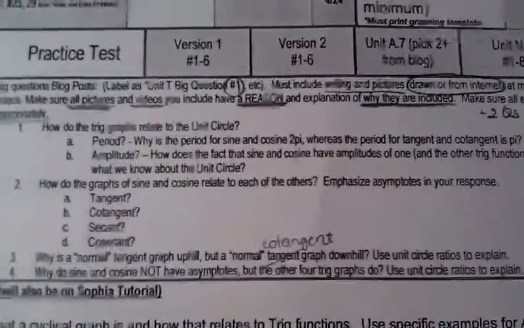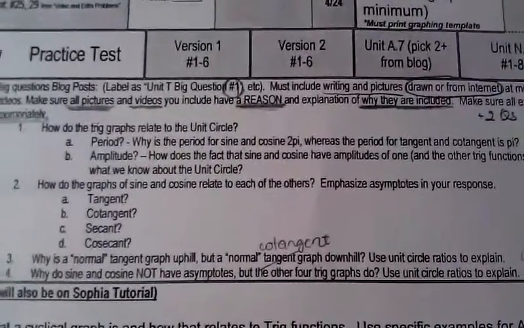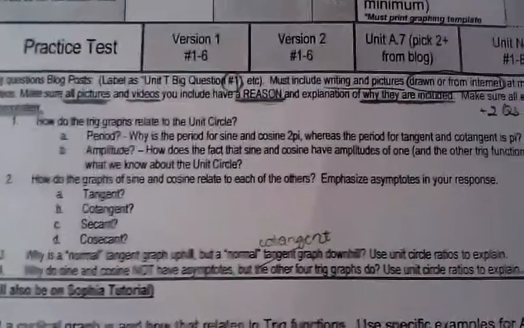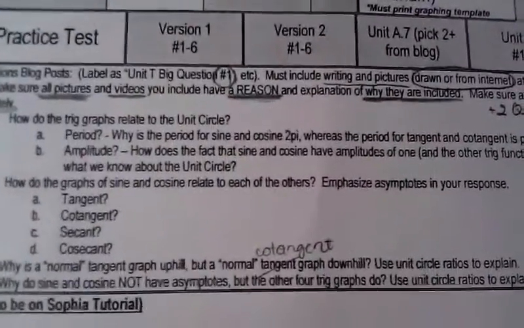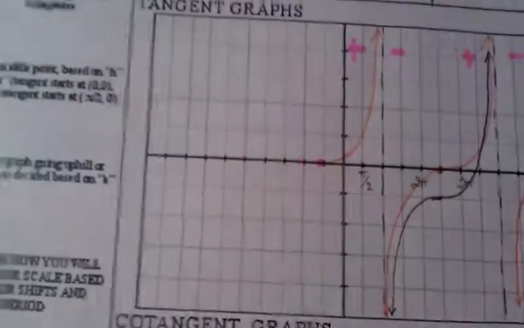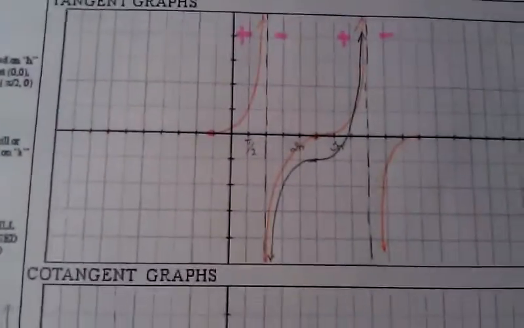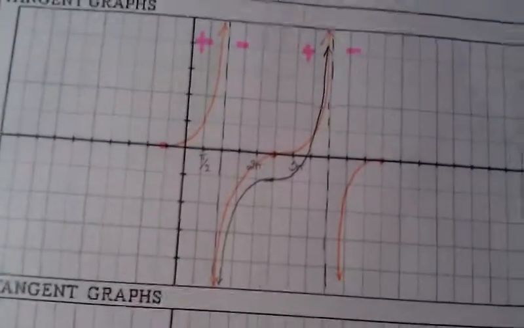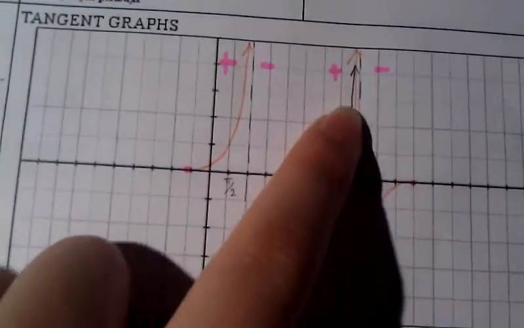This is question 2, part 3. Explain how the graph of sine and cosine is related to the tangent graph. Emphasize the asymptote. So as you can see, we have the graph. Focus only on the orange line.